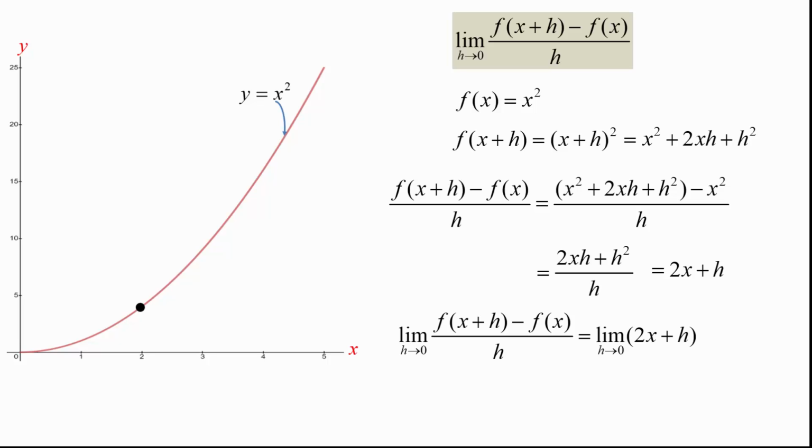So our expression for the instantaneous rate of change now becomes the limit as h approaches 0 of 2x plus h. What that means at this stage is that you replace the letter h by the value 0, and that gives us 2x plus 0, which is 2x. For any x coordinate, its instantaneous rate of change is twice the x coordinate. At x equals 2, the instantaneous rate of change will be 2 times 2, which is 4.